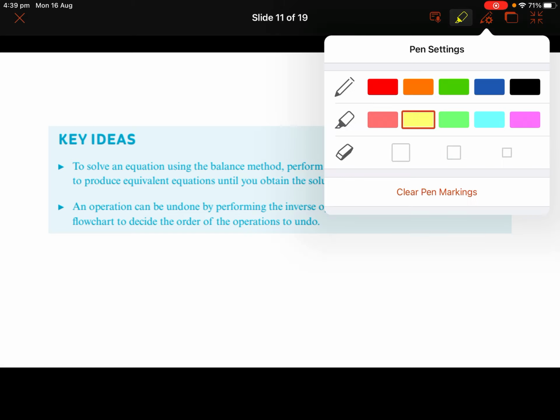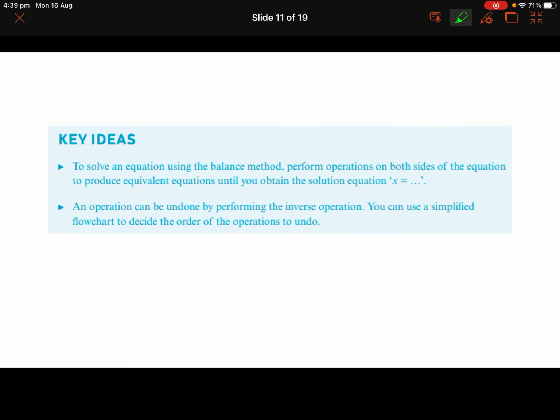All right, so some key ideas here. To solve an equation using the balance method, like I said before, we're keeping both sides of the equation equal. You have to use the balance method, perform operations on both sides of the equation to produce equivalent equations, which means they equal the same thing, until you obtain the solution equation. So x equals so-and-so, or you might be finding a. So we're going to try and find that variable. So we always want to end up with an x equals something, or y equals something.